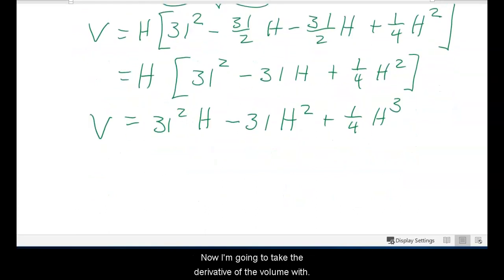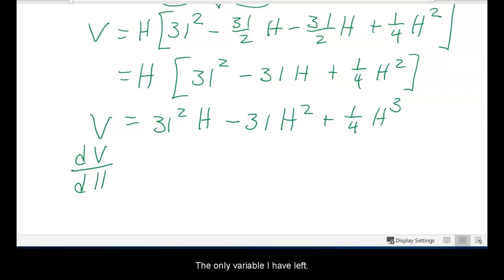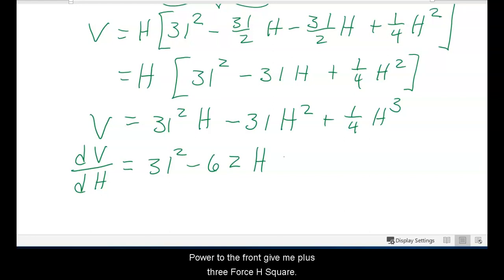Now I'm going to take the derivative of the volume with respect to h, since it's the only variable I have left, and because I'm trying to find what height gives the maximum volume. First, I find the derivative, then I find the critical point. The derivative of the first term is simply 31 squared. The derivative of the second term is power rule, 2 to the front, gives me minus 62 times h to the first. Power to the front gives me plus 3/4 h squared.